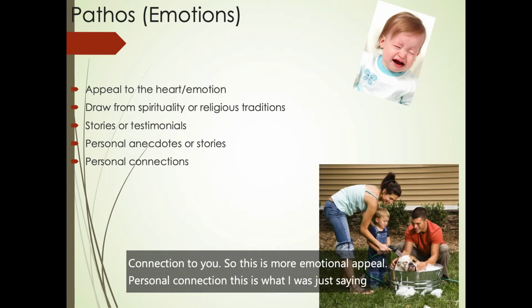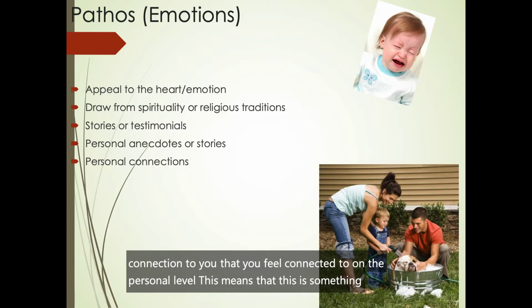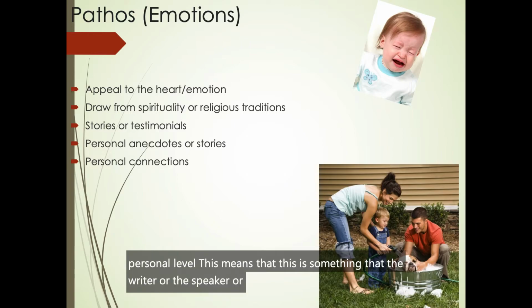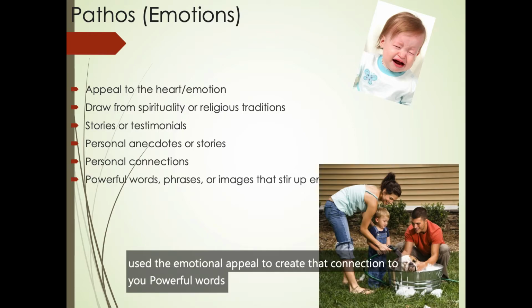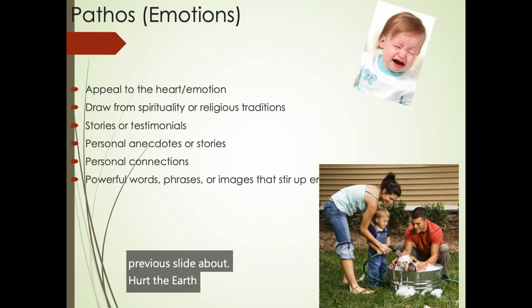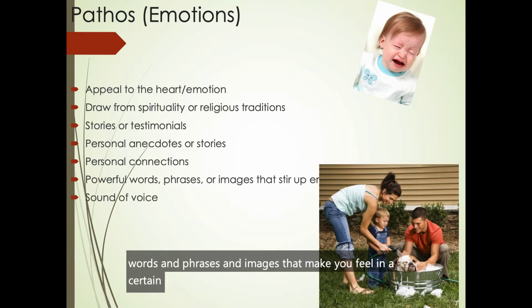If you read, watch, or see something that creates a connection to you, that you feel connected to on a personal level, this means that the writer or the speaker or the drawer or whoever has used the emotional appeal to create that connection. Powerful words and phrases or images that stir up some emotions in you, like the example we saw on the previous slide about hurting the elderly. Any use of powerful or strong words, phrases, and images that make you feel a certain way right away is an emotional appeal.